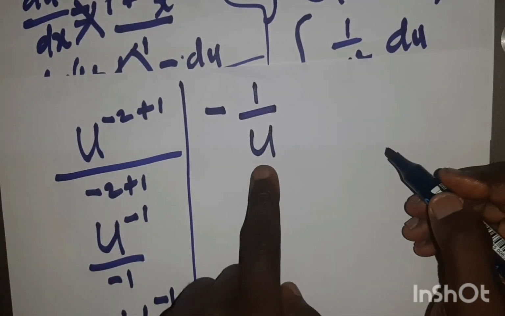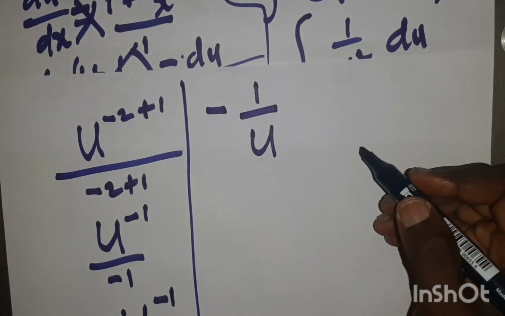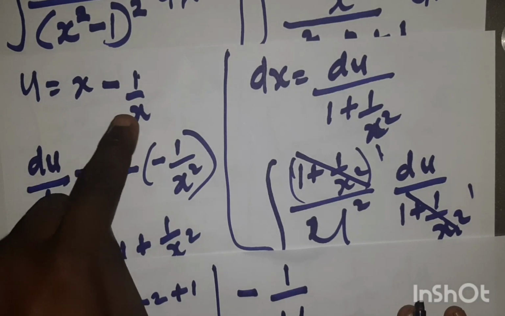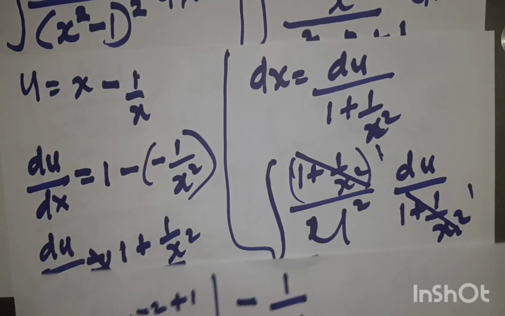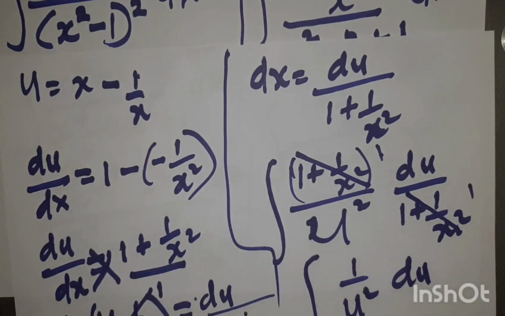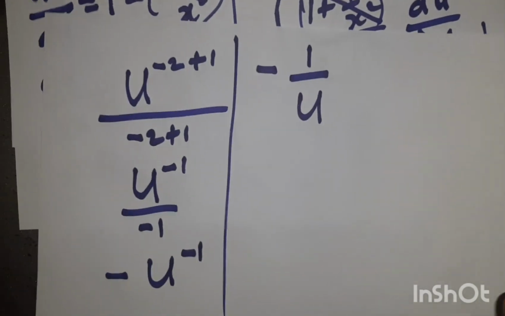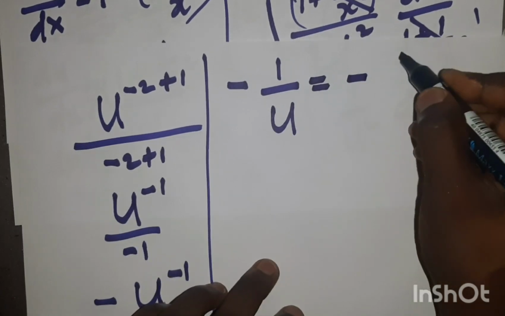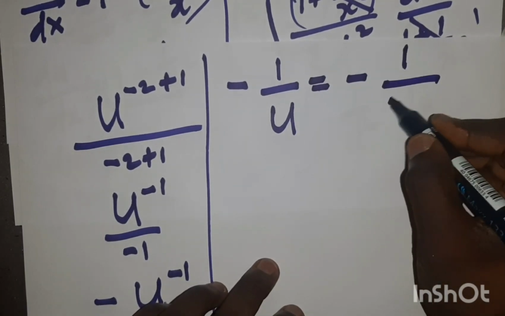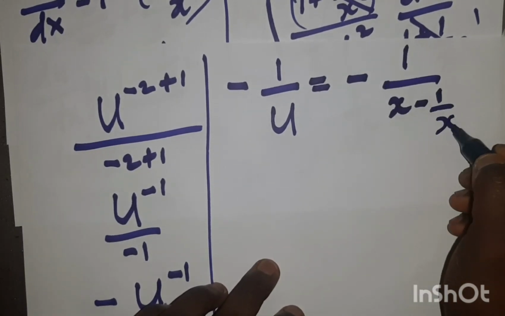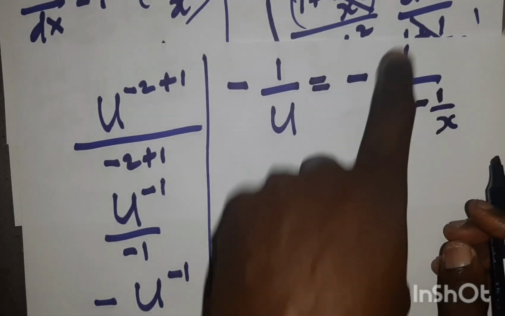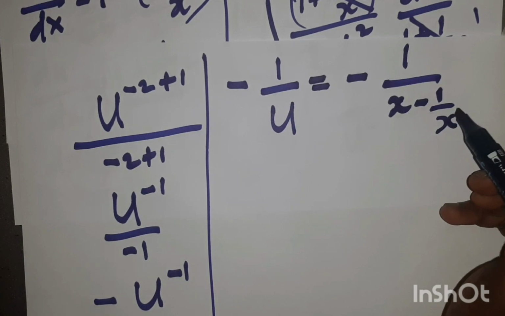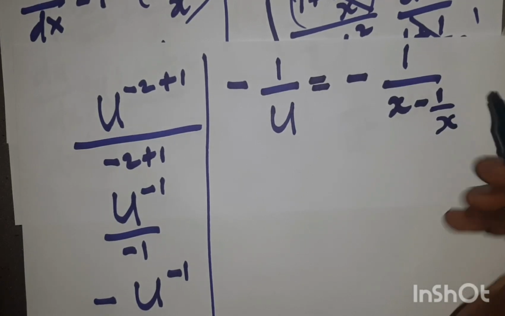Yes. And what is my u? Remember, my u is, from the beginning, x minus 1 over x. Don't forget that. So x minus 1 over x is my u. So that'll be minus 1 over x minus 1 over x. Then I can still simplify further, x minus 1 over x. Let's do that quickly and carefully.